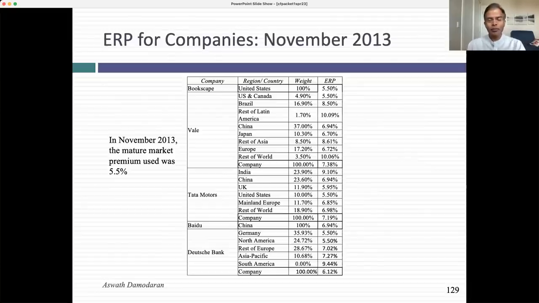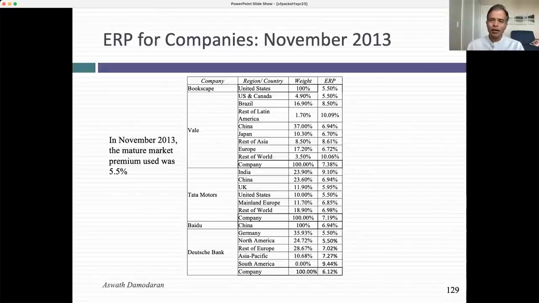What about the other companies? Well, let's take the other companies and let's see what the breakdown looks like. Let's start with the easy one. Bookscape, New York City bookstore. Every person who walks in the bookstore obviously physically walks in. I'm going to use the US equity risk premium. That was easy. You take Vale. You break it down by region or country. They have a mix of regions and countries.